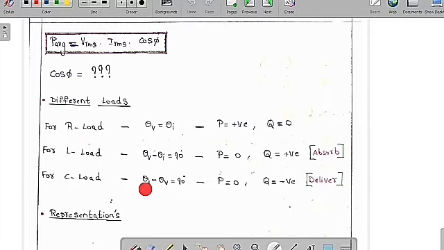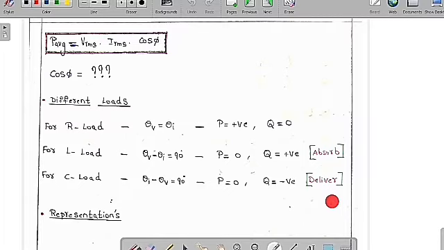Whereas for the capacitor, we can say clearly theta I minus theta v is equal to 90. So therefore if you take the minus part here, cos of minus 90 we are again going to get 0. So P is equal to 0, but sine of minus 90 will become minus 1, so therefore it has become negative. So simply we can say the average reactive power is always negative, means it is going to deliver an average reactive power.